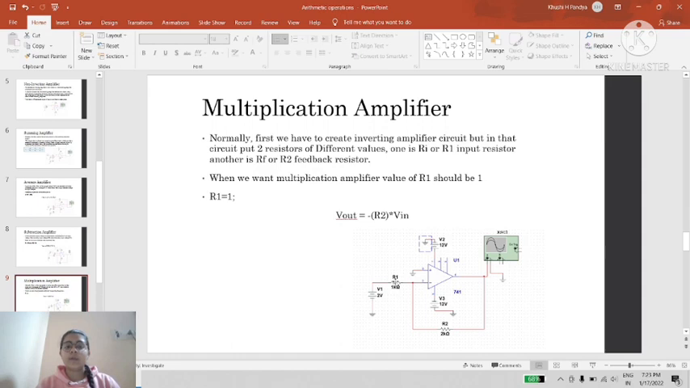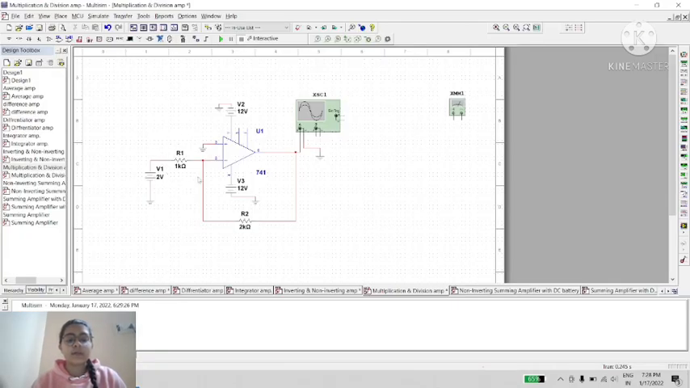When we have a multiplication amplifier, the value of input resistor or R1 should be 1, and we can consider the value of feedback resistor or R2 anything, because our formula is V output equals minus of R2 or feedback resistor into input voltage. So let's see in Multisim. Value of R1 is equal to 1 and value of R2 is 2k.